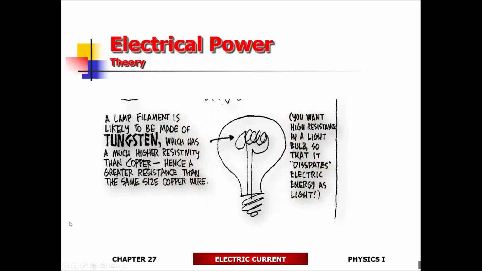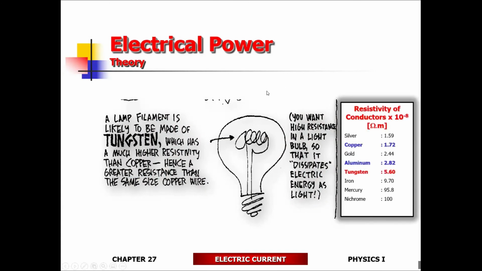So electrical power, tungsten. Speaking of tungsten, for incandescent light bulbs, we use tungsten today. Take a look at the resistivity of tungsten, it's kind of 5.6. The higher the resistivity is, the faster the electrical energy is going to turn into heat and light. In this case, it's going to light up much faster.